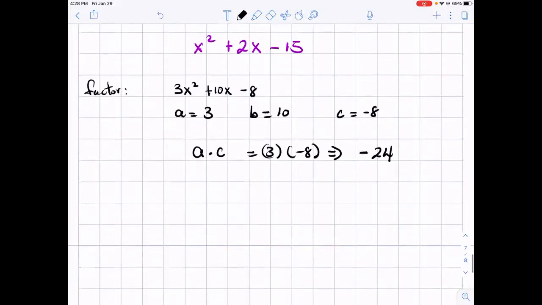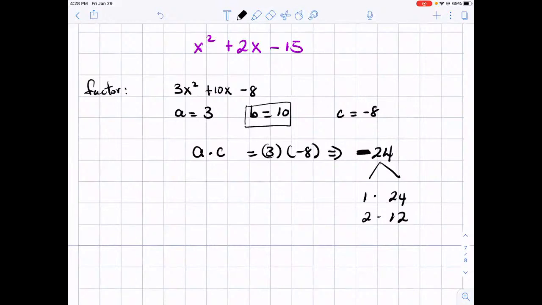And now we look for factors of negative 24. Always start off with 1. 1 times 24, 2 times 12. Now, since this is negative, look at the value of b. If b is positive, the larger must be positive, the smaller will be negative. 3 times 8, this.